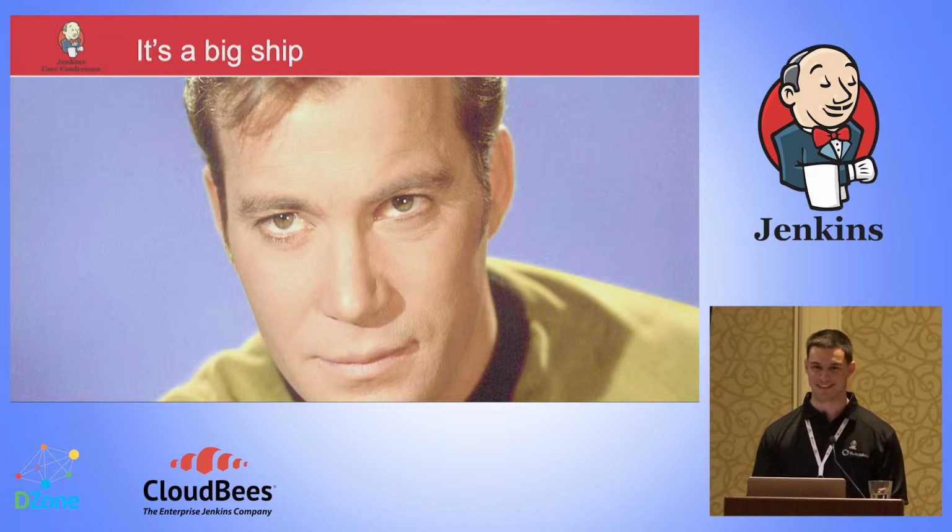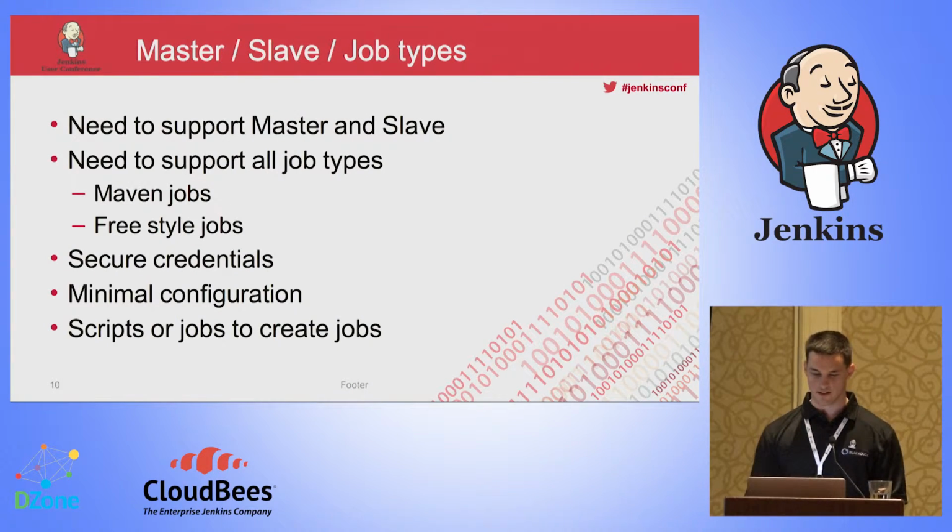It's a big ship. It's a lot more work than you'd expect. You need to support master and slave jobs. So not only are you worrying about the jobs that are running on the master server, but also on the slave. And that comes with a lot of remoting problems. You have to move files around, deal with different workspaces. And you also need to support the different job types. So right now there's the Maven jobs and the freestyle jobs, and there's also the new workflow jobs that you have to support.